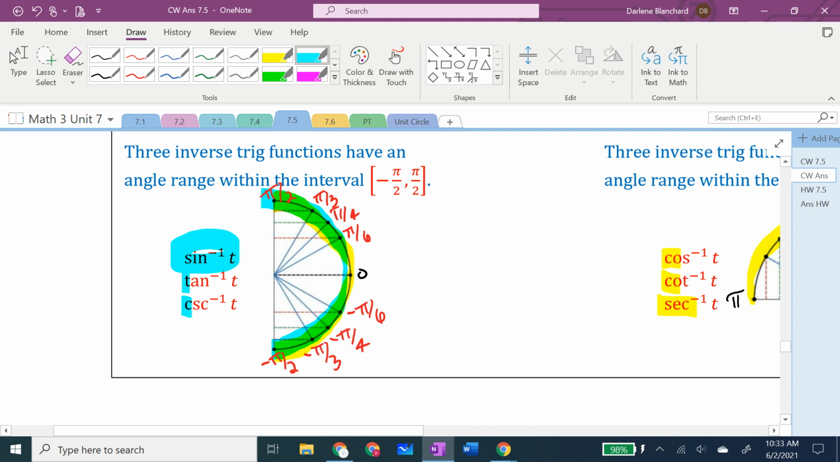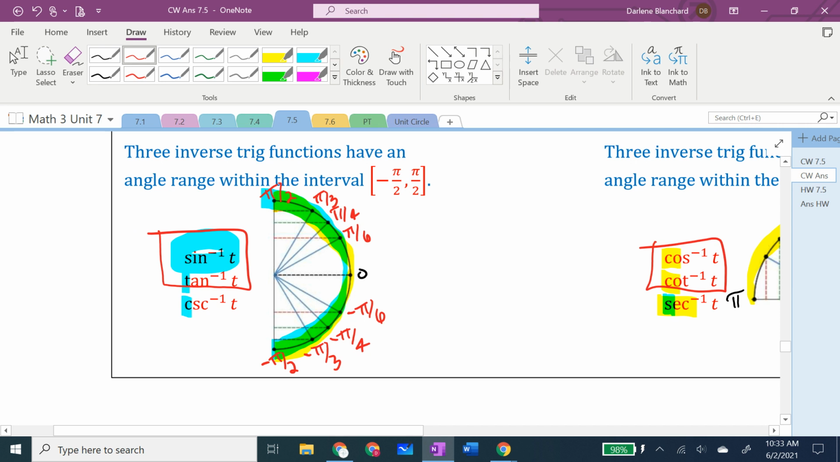Sine, tangent, and secant are the ones that don't have cos. So a way that you can remember this is don't worry about secant and cosecant. Those are reciprocal functions. Focus on remembering that you've got a sine tangent pair and a cosine cotangent pair.